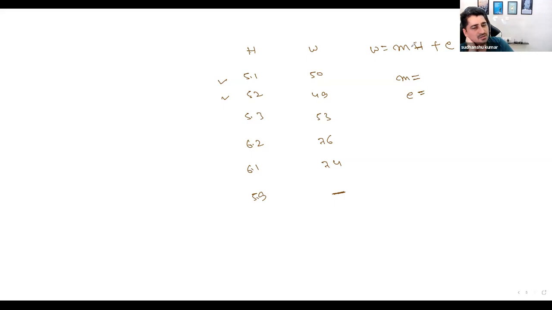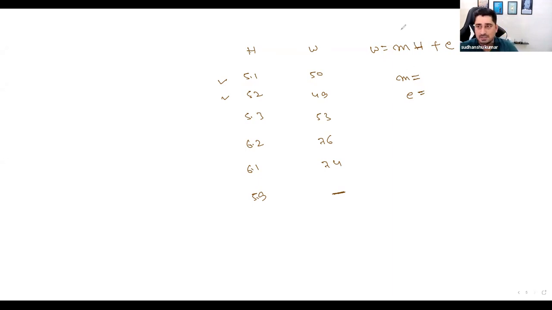Nitin is saying M is equal to minus 10. Is it? So calculate a value of M and E, guys, over here.